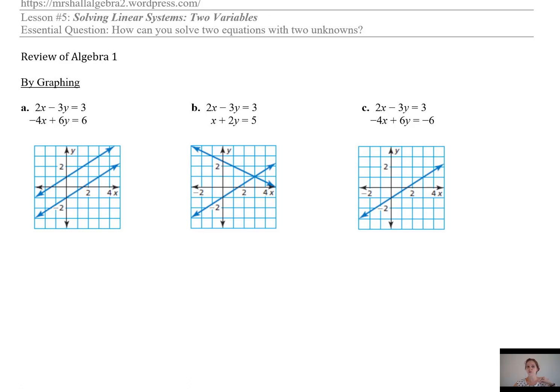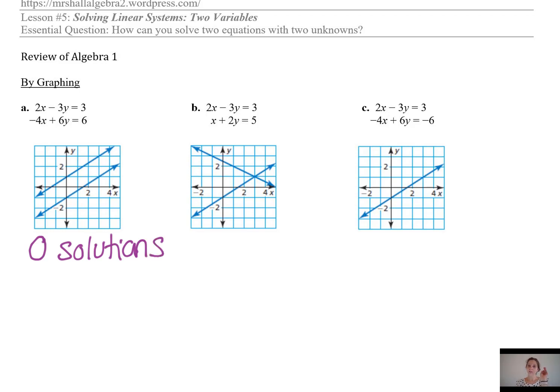The first method we're going to review is by graphing. So when you're graphing 2 linear equations, the solution is the point or points of intersection. I picked these graphs in particular because they highlight 3 situations that can happen. In A, we have 2 linear equations that when graphed are parallel to each other, so there are no points of intersection. We say here that there are no solutions. These lines will never meet.